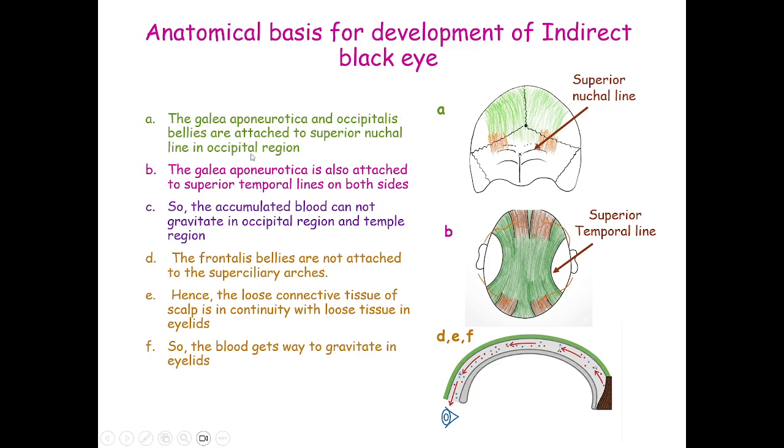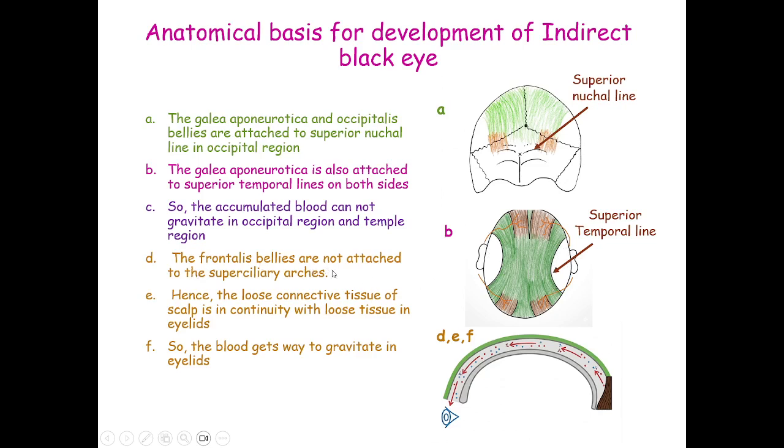Let us try to understand. The galea aponeurotica and occipitalis are attached to the superior nuchal lines in the occipital region. You can see behind there is no way for the blood to gravitate down below the superior nuchal lines. The galea aponeurotica is also attached to the superior temporal lines on both sides. So on both sides also the blood can't gravitate into the temporal region.